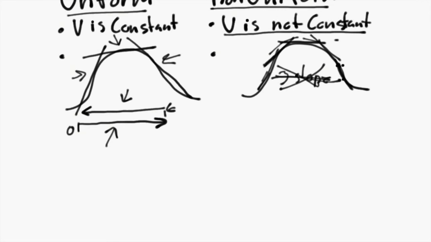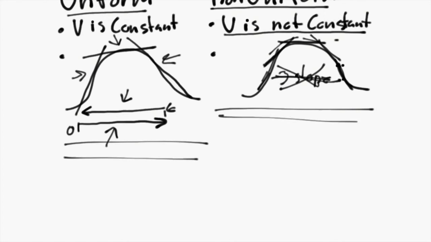Now, these are some of the main differences between non-uniform and uniform motions. There are many more that we will study in this physics course, but I hope that this was a good look into the basic types of motion, that is uniform, non-uniform, speeding up, and slowing down.